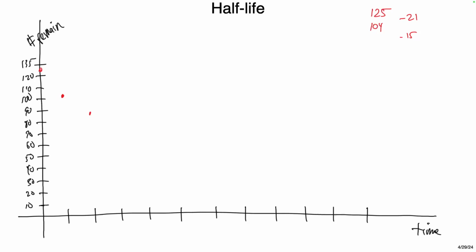Okay, interesting. 15 again. Even though we had less to start with, we ended up with the same difference. What's 89 minus 15? 74. 74-ish on our graph here. Okay, do it again.